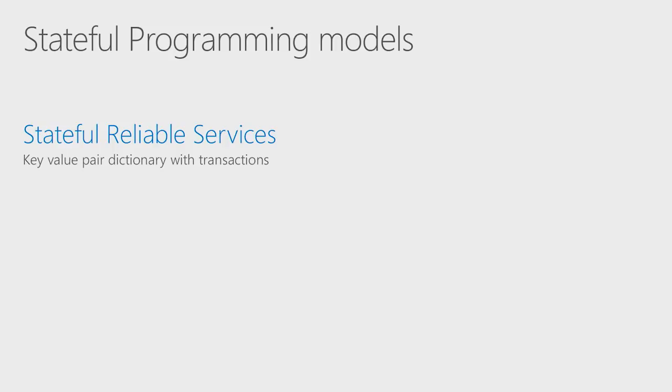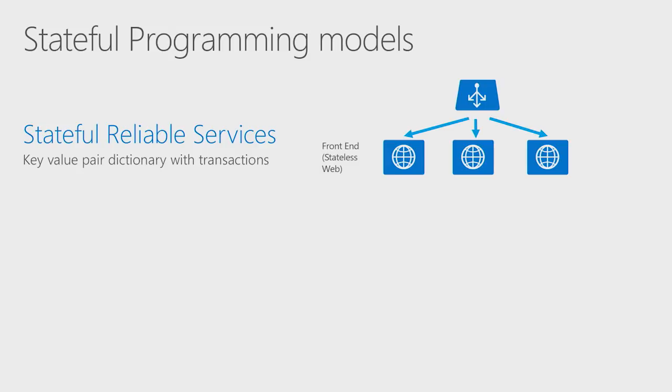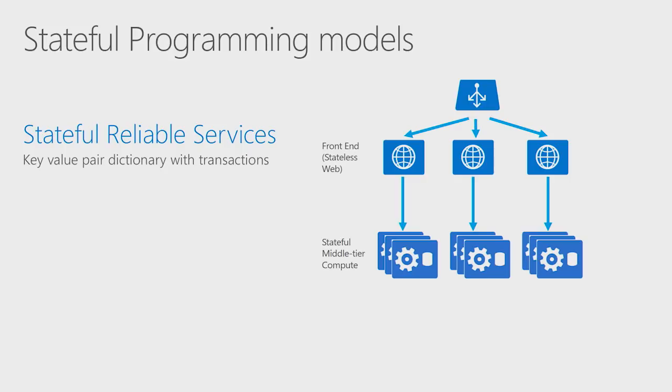So Service Fabric brings these stateful programming models on top of just being an orchestrator. The first one that it brings is stateful reliable services. This essentially enables you to work with your state through a key value pair dictionary with transaction support built in. So with an existing application, generally you have some sort of stateless front end, that's kind of your jQuery and Angular and all of those other applications out there, and that's calling out to a middle tier where there's compute, and then that calls out to a database. In the Service Fabric world, you call out to a stateful middle tier. So we've taken the data and brought it up next to the compute.